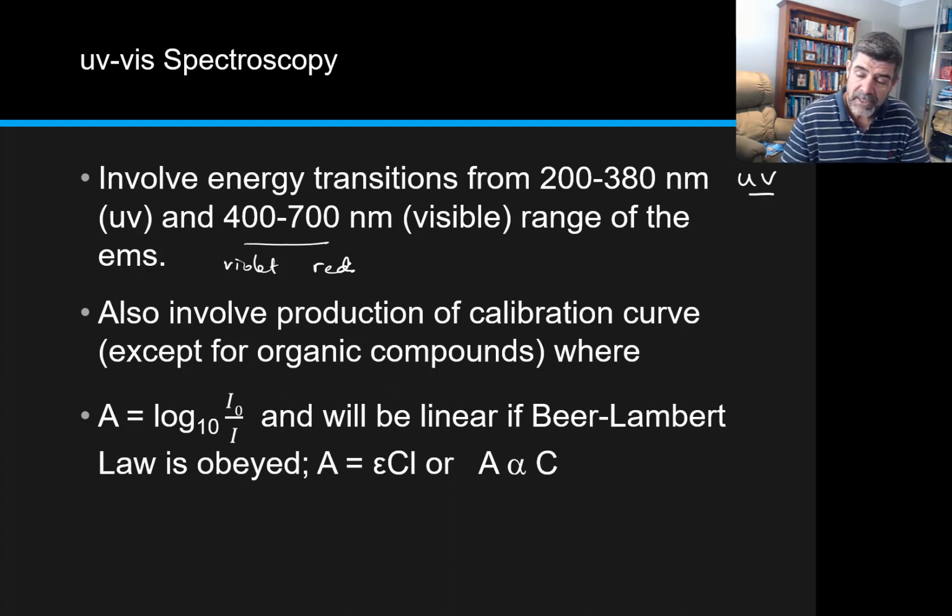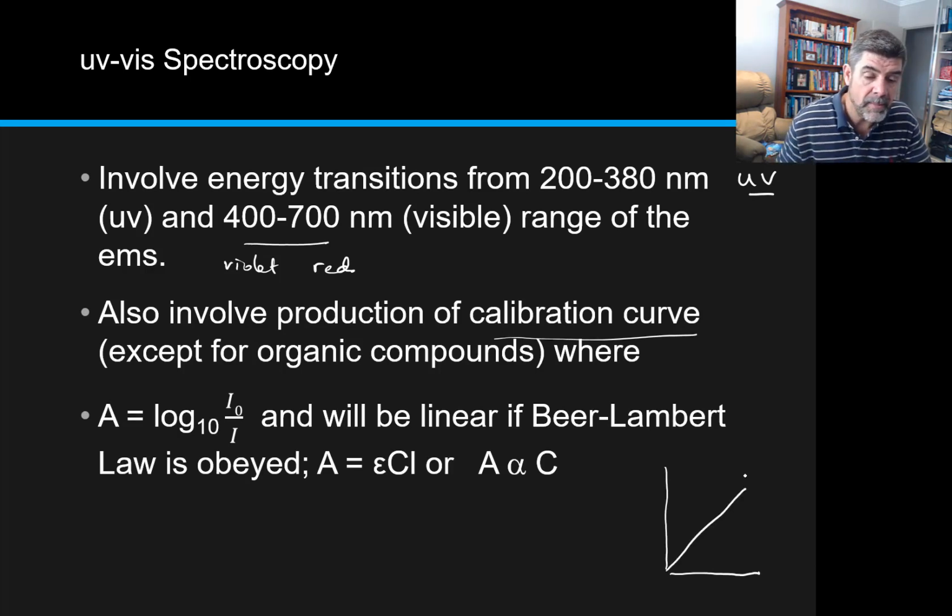As we mentioned, we need to produce a calibration curve. The calibration curve is very important because it allows us to interpolate information on the basis of a series of data points that come from the production of known concentrations of solutions, standardised solutions, and the measuring of their absorbance.